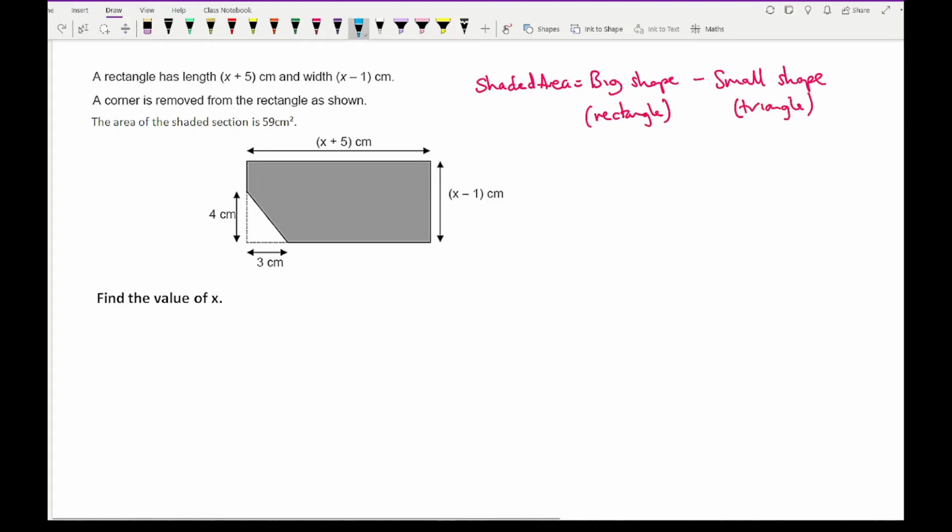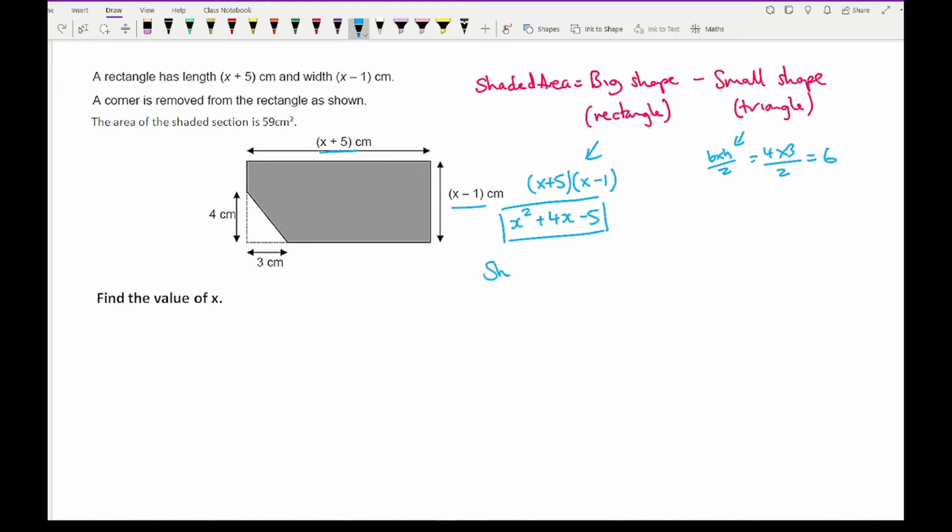Now in terms of the rectangle, well that's going to be x plus 5 times x minus 1, because obviously it's length times width, or height times length, whichever floats your boat. So then expanding this out, we get x squared plus 4x minus 5. We'll box around that, so that's the rectangle. Now for the triangle, that's base times height divided by 2, and that's going to be 4 times 3 divided by 2, which equals 6.